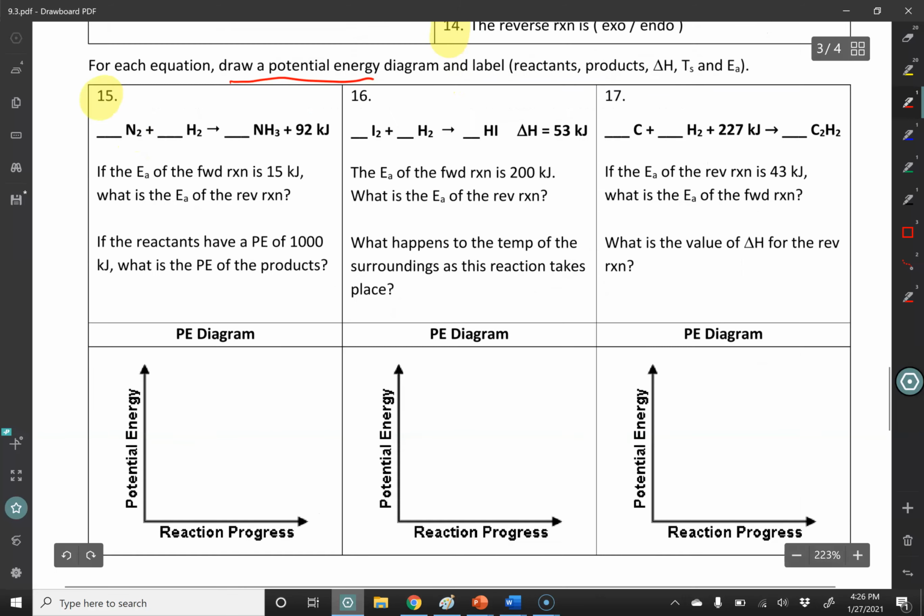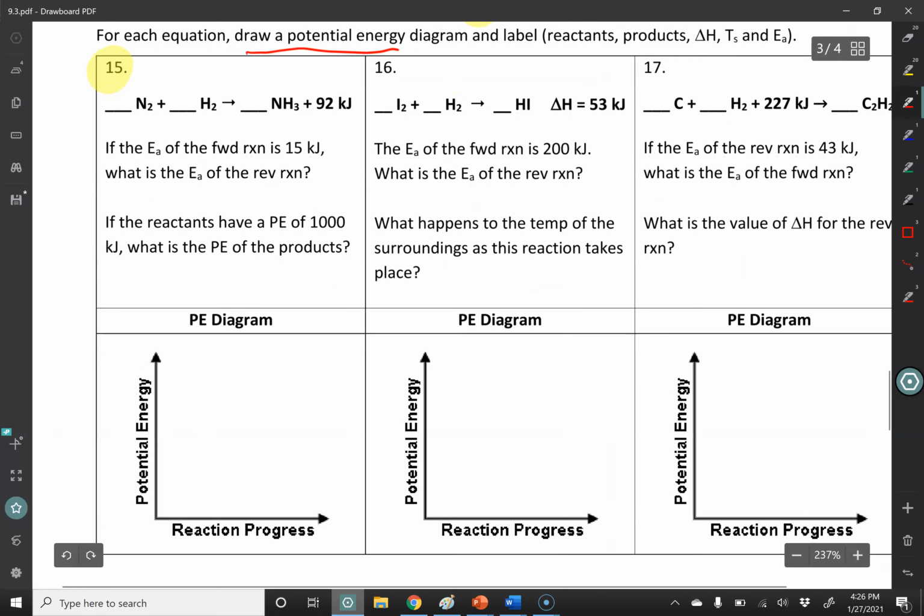So let's zoom in on number 15 a little. We've got a chemical equation between nitrogen and hydrogen reacting to form ammonia. Let's go ahead and get that balanced. Hopefully you're thinking 1 in front of the nitrogen, 3 in front of the hydrogen, and 2 in front of the ammonia. You don't really need the balanced chemical equation to deal with thermochemistry, at least not this aspect of it, but it's good practice.